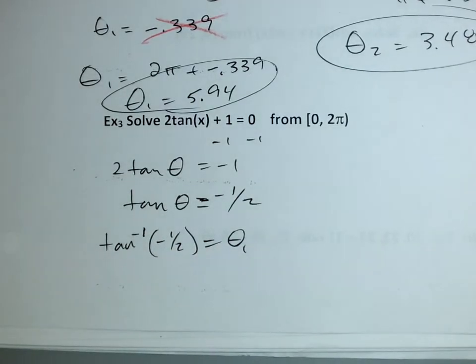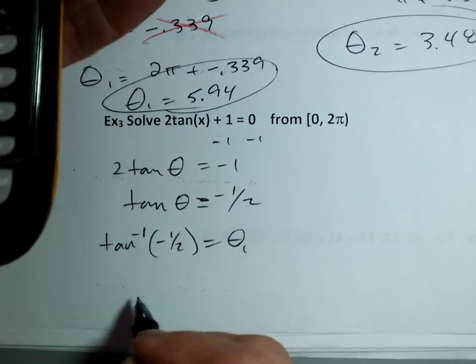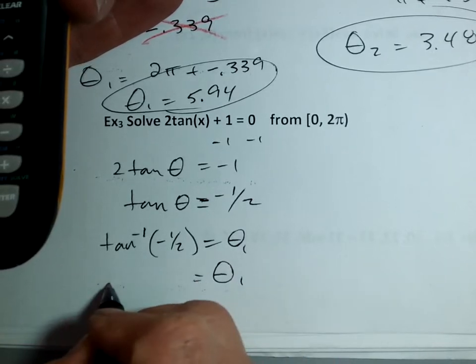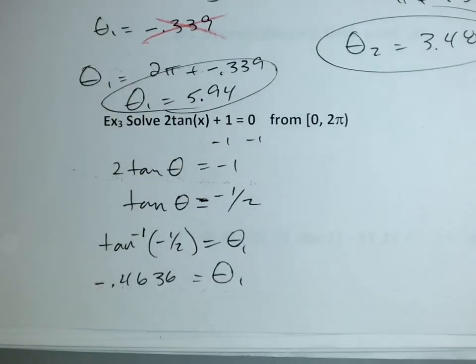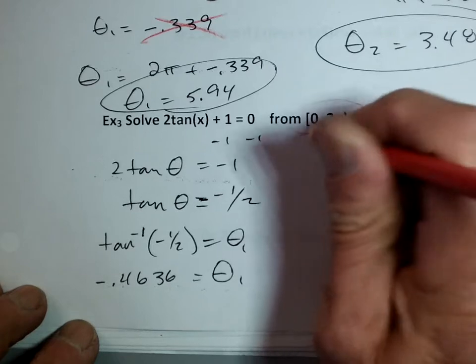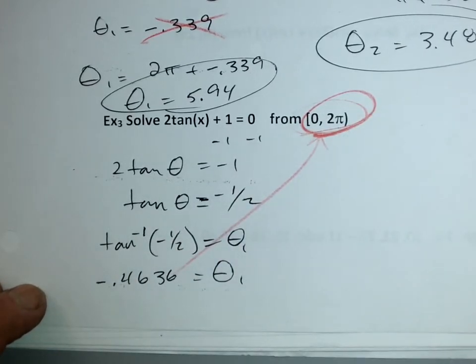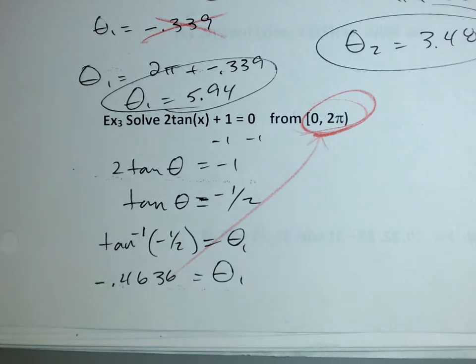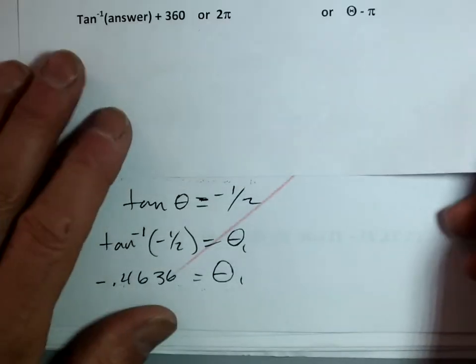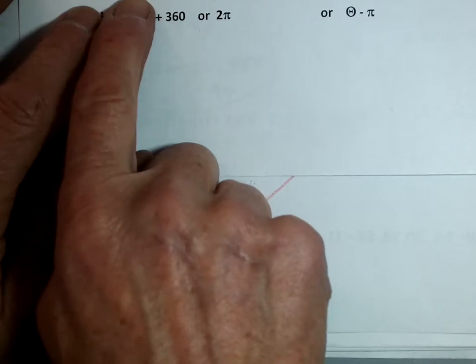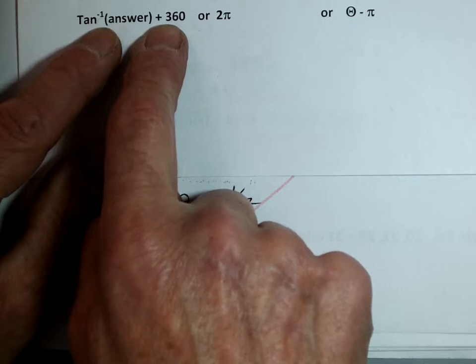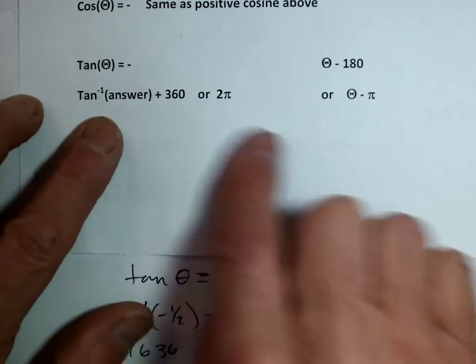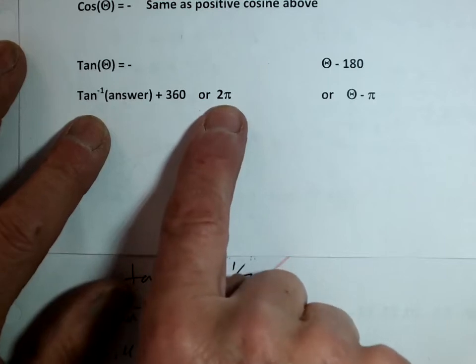If I do my calculator, tan inverse of negative 1/2, I get about negative 0.4636. But that is not between 0 and 2 pi, is it? It's a negative angle. So if I look at my chart, I've got my tangent is equal to a negative. So I did my tangent inverse, but then I'm going to add 2 pi. You guys see that? Tangent inverse is negative, so I'm going to add 2 pi to my answer.